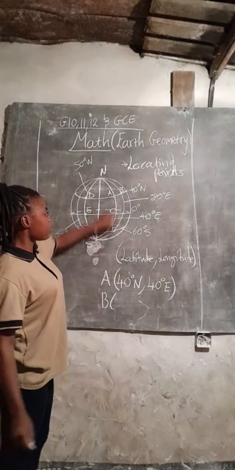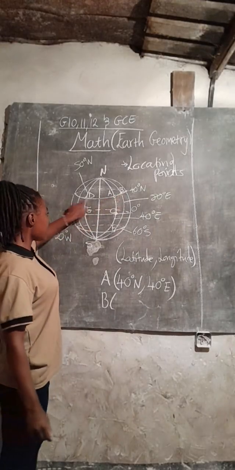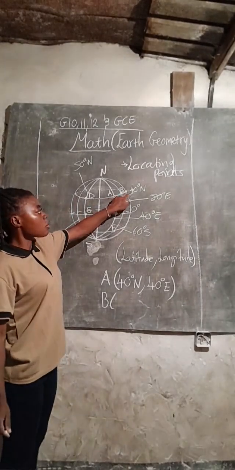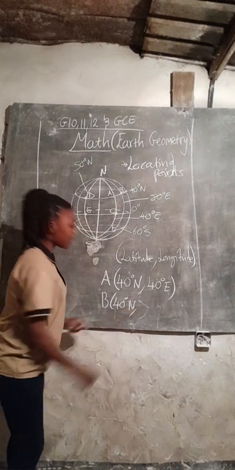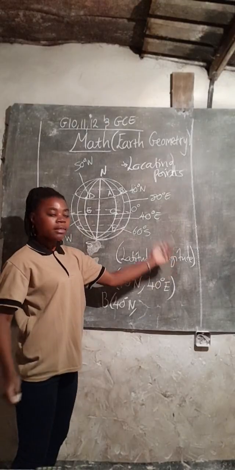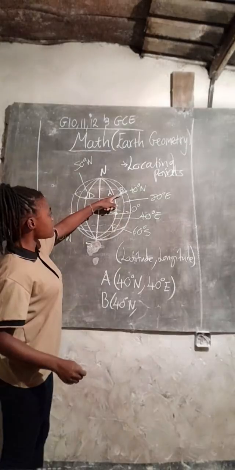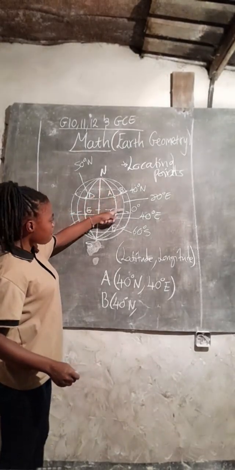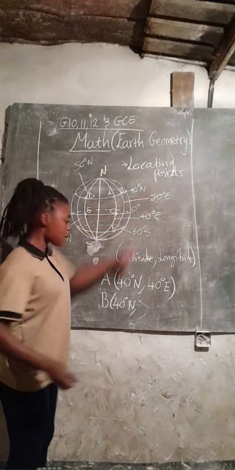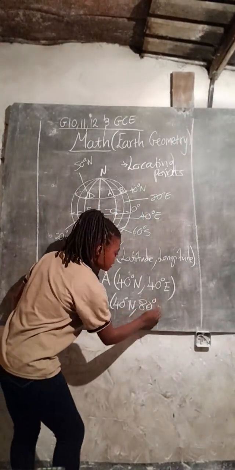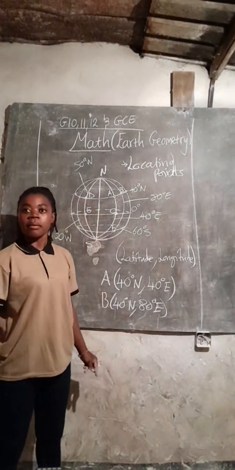So let's look at point B. Point B is here. And so it is on what latitude? This line where it is sitting on is on what? 40 degrees north. So say 40 degrees north, comma. What is the longitude? Look at the line which is running from north to south. So north to south, where is B? It is here, so it is this line. What number is this line having here? It is having what? 80 degrees east. So say 80 degrees east. Cross bracket.